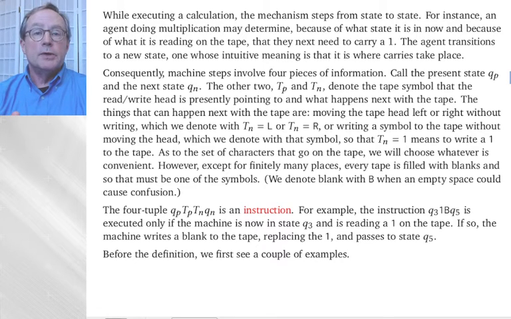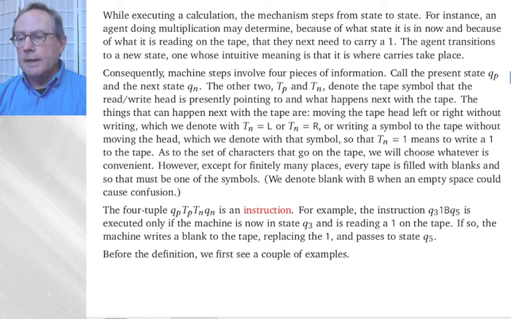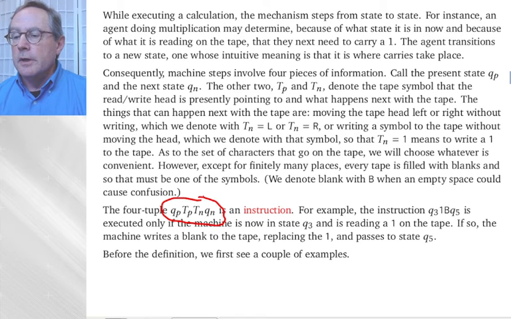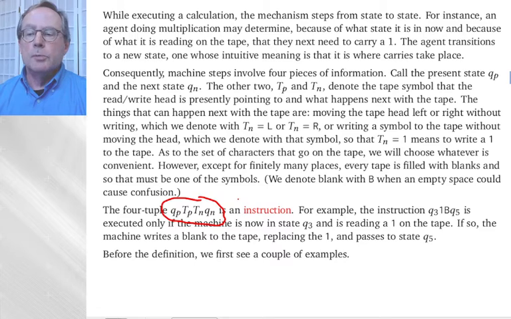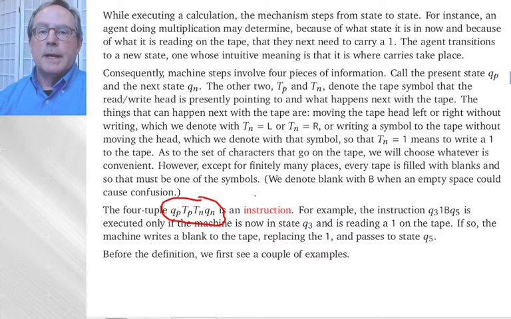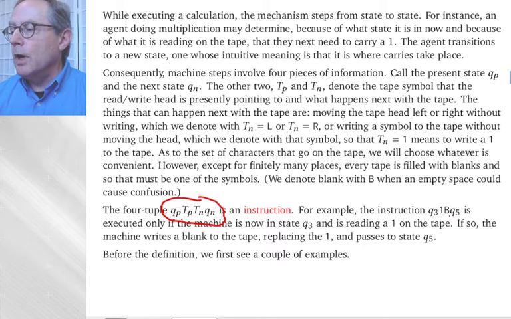Often we choose a 1 and blank. But sometimes we choose 1 and 0 and blank. Sometimes we choose all the lowercase letters and blank. Whatever works, but we always have to have a blank. So that leaves us with a single Turing machine instruction, a sort of atomic component of a Turing machine: a 4-tuple instruction, QP, TP, TN, QN. For example, a typical instruction is Q3, 1, B, Q5.